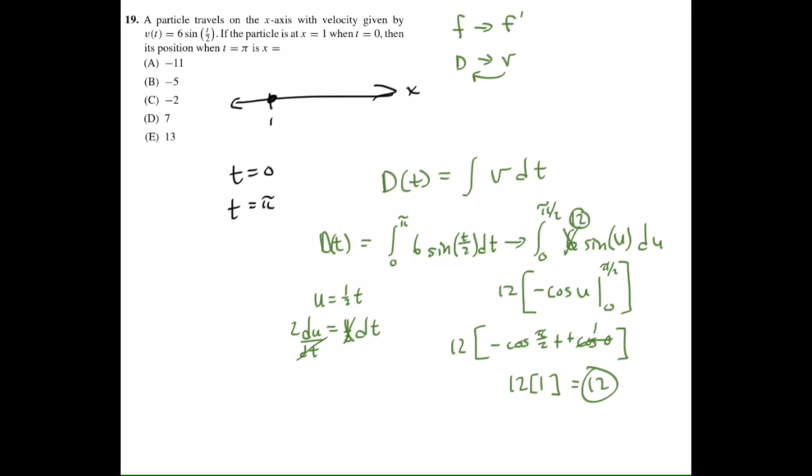Now, this is tricky because what this tells me is the displacement. So from where we started, which was at 1, we're going to add positive 12. And so we're going to add 12 this way. If our answer was negative 12, then we would have went 12 that way. So we are currently at 13, and that's our answer.